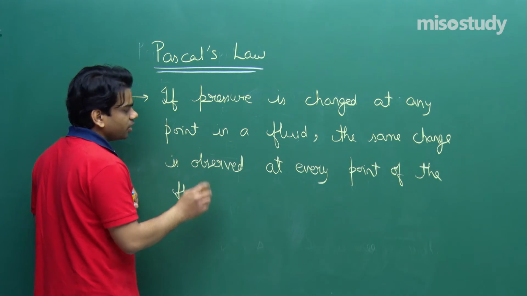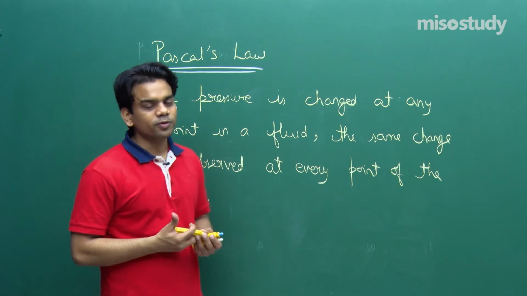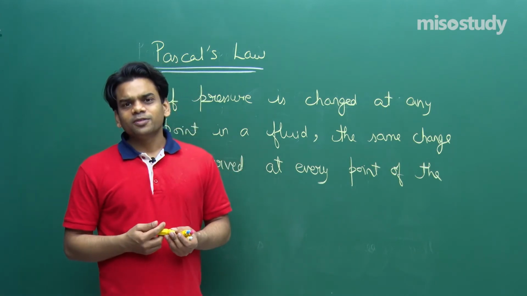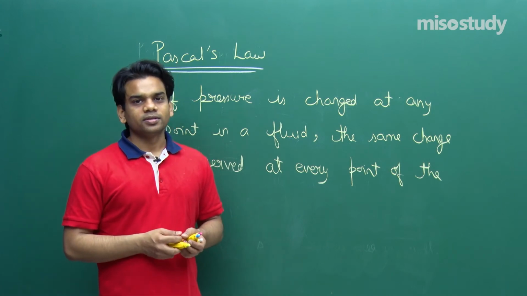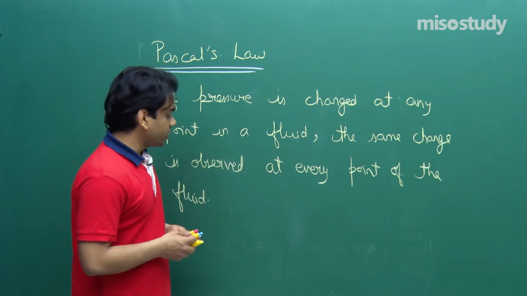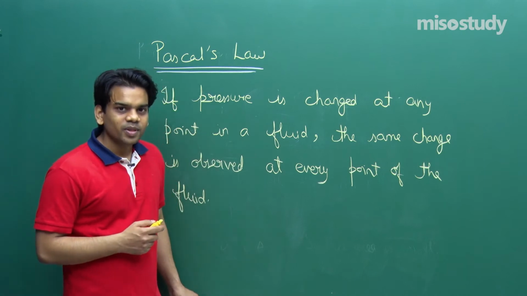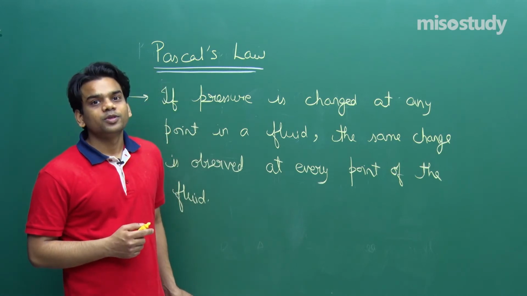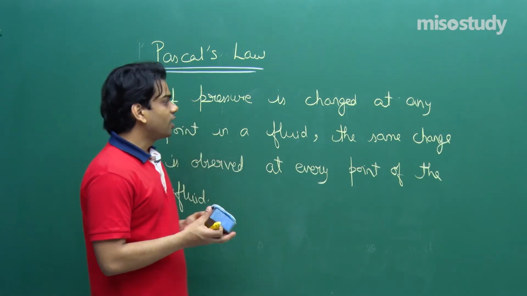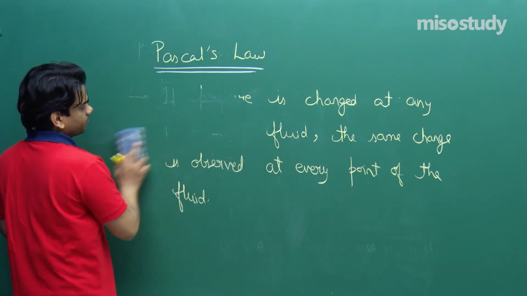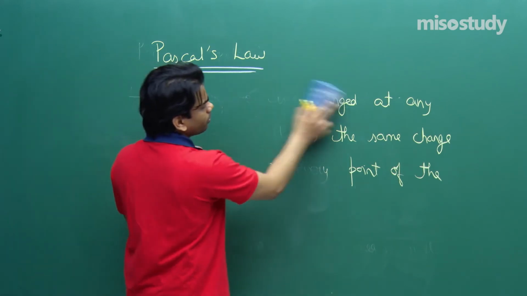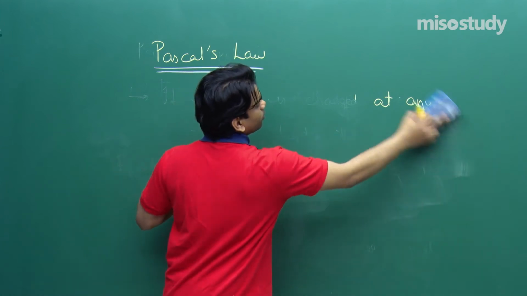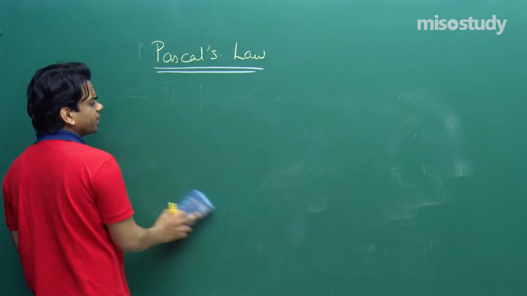What do we mean by this? The same change is observed at every point of the fluid. That means if you change the pressure at one particular point, the same change will be observed at every other point. To understand this, let me draw a diagram so that you can understand Pascal's law. You should remember, if you change the pressure at one point, the same change in pressure will be observed at every point.